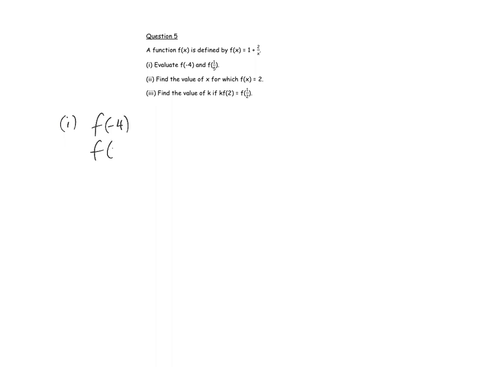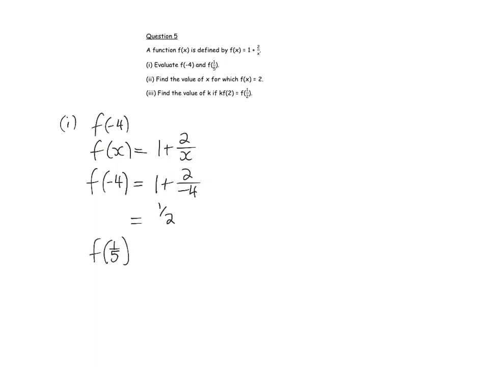We know f of x is 1 plus 2 over x, so then f of minus 4 is going to be 1 plus 2 over minus 4. You just pop that into your calculator and you're going to get an answer of a half. And then we also need f of a fifth, which is going to be 1 plus 2 over 1 over 5. Pop that into your calculator, you're going to get an answer of 11.